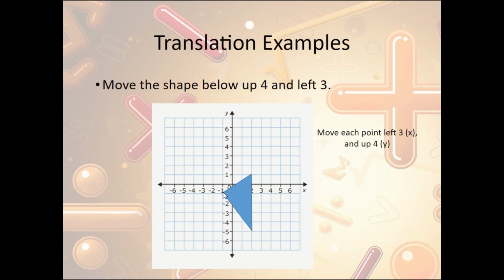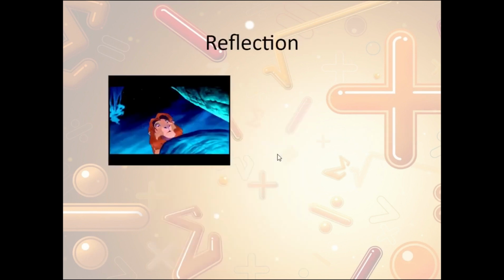So I move this point to the left 3, 1, 2, 3, and then up 4, 1, 2, 3, 4. So I should have a point there. Then I have this one to the left, 1, 2, 3, up 1, 2, 3, 4. There we go. Then again with this one to the left, 1, 2, 3, up 1, 2, 3, 4, right there. Connect my dots, and now I have 2 triangles that are exactly the same again.